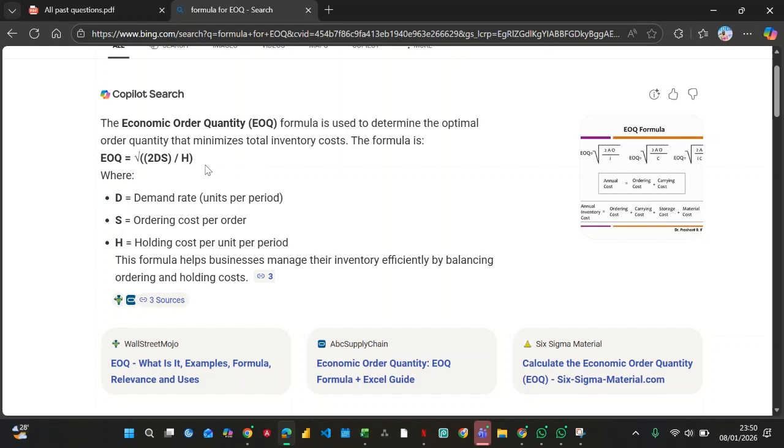So you see the square root of 2DS all over H. Very simple formula. Now, what this means: the D is the demand rate, that is the requirement in our question, the requirement units. And the S is the ordering cost, which is given to us as $10. And the H is the holding cost, which is given to us as 0 point something.